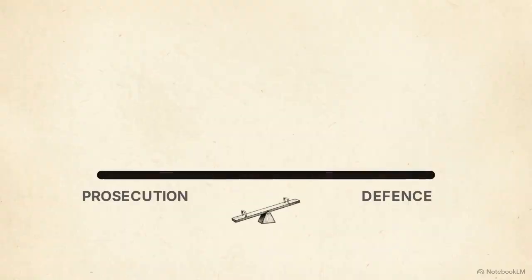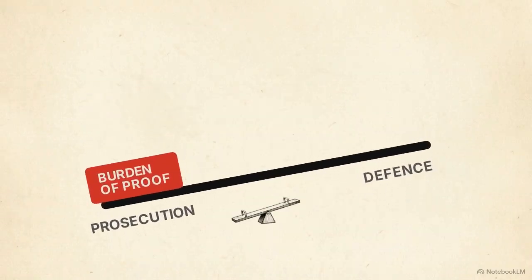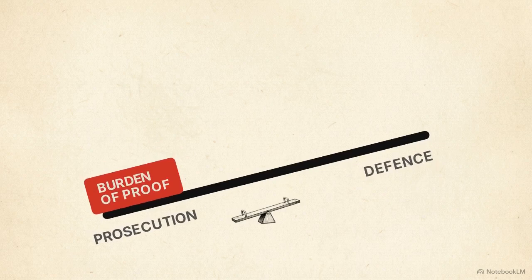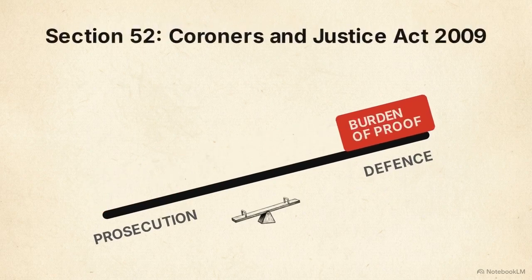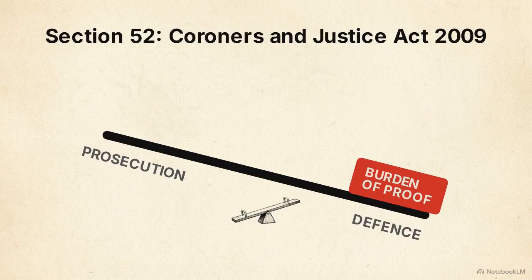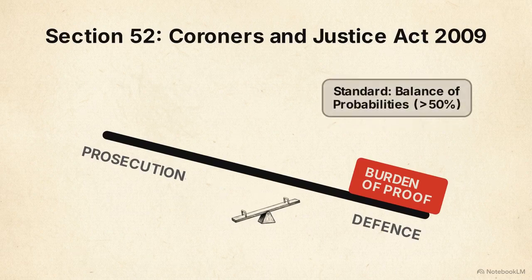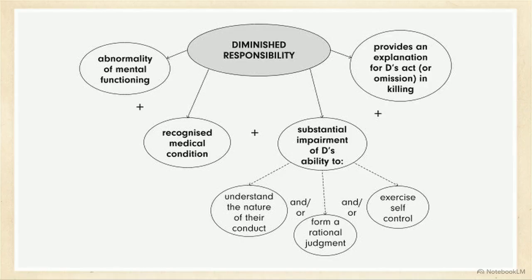The first gateway is diminished responsibility, under Section 52 of the Coroners and Justice Act 2009. Here, the legal burden of proof uniquely shifts to the defense on the balance of probabilities. This diagram maps the 4 strict statutory elements required to prove diminished responsibility. All 4 must be present.